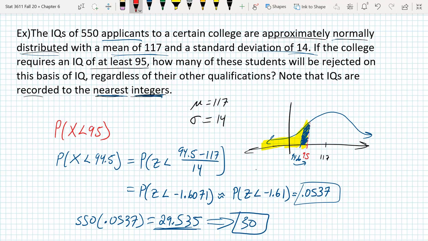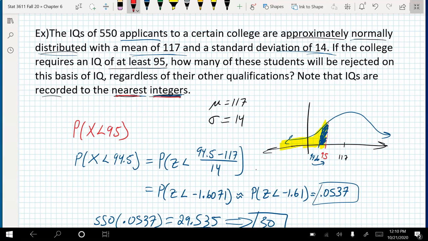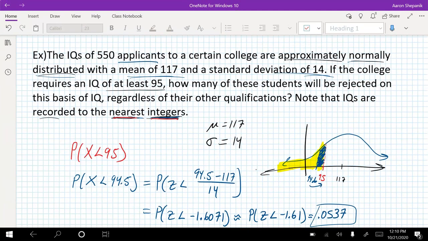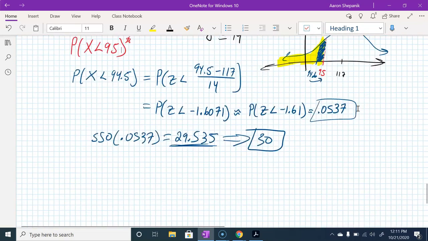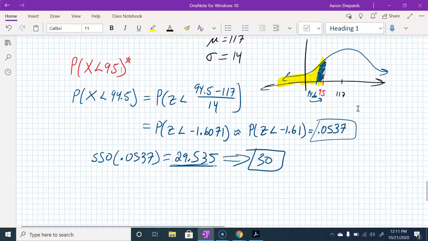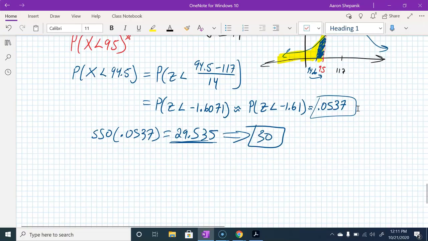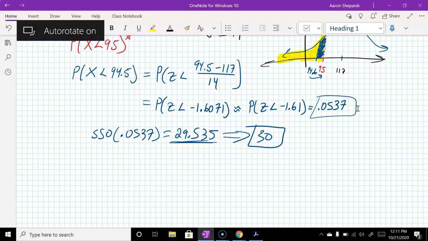That is the correct response here because these are recorded to the nearest integer. Okay. I'm wondering if we don't keep track of this detail and we just dive into this naive approach and think of the IQs being reported as a continuous number, if that changes our rounding. So maybe let's go ahead and think about that real quick. I need to scroll down here. So what if we say probability x is less than 95? What if we accidentally just looked at that? How would that change things?